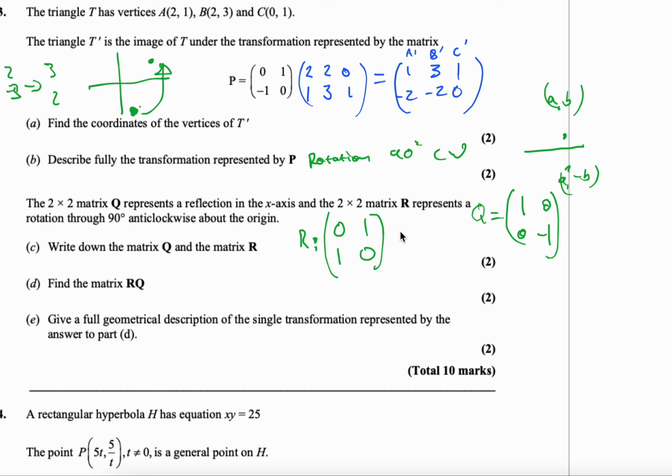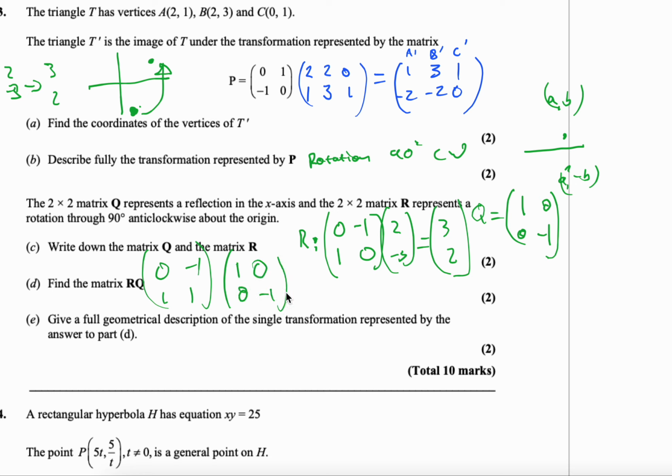All right, so what turns (2, minus 3) into (3, 2)? So 0 times 2 is 0, but this is going to turn into 3, so therefore the minus is on top. Find the matrix RQ, so that's 0, minus 1, 1, 0, multiplied by 1, 0, 0, minus 1.